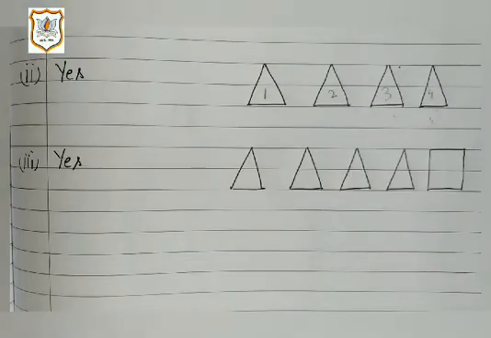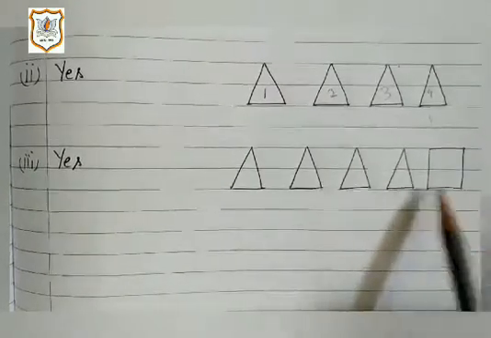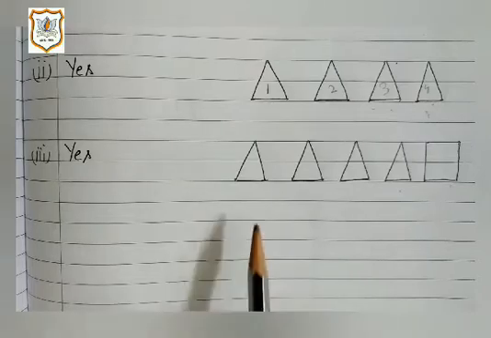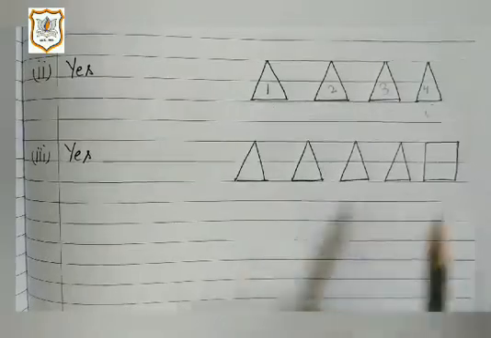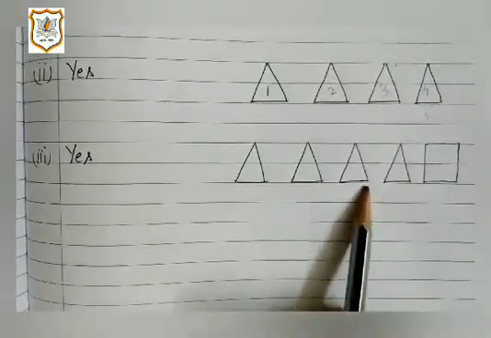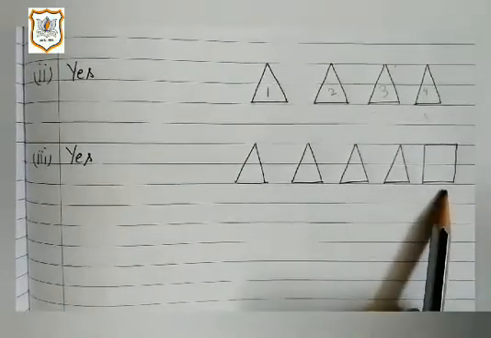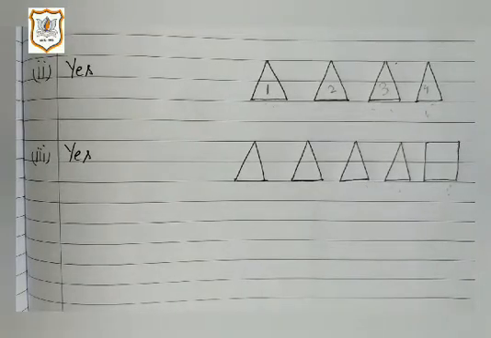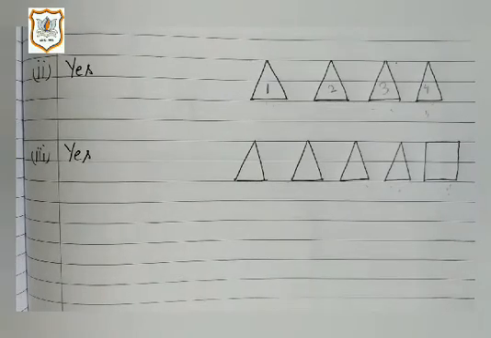Part three, a square and four triangles. Students, there are four triangles and one square. If you make a polyhedron with these four triangles and one square, you will use these four triangles as side faces and this square as the base. So we can say that yes, a polyhedron can have a square and four triangles for its faces.